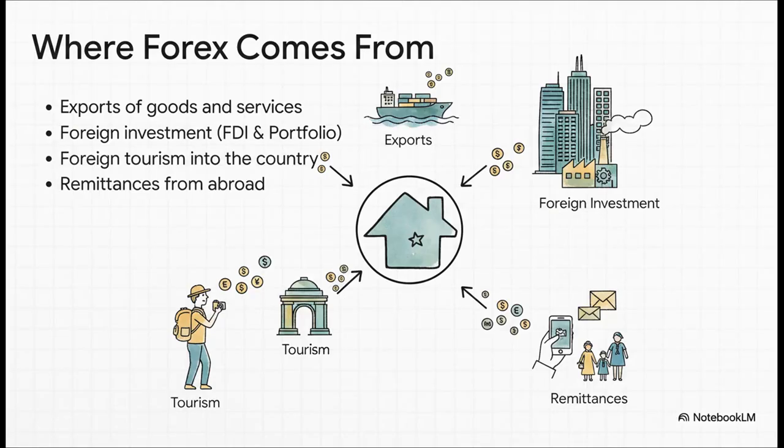Okay, so that's the demand side. But where does this supply of foreign currency come from? Well, it's pretty much the mirror image. It comes from our exports, right? When foreigners buy our stuff. It comes from tourism, when visitors come here and spend their money.